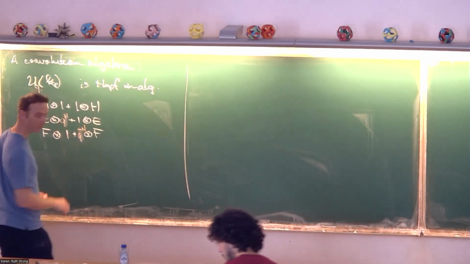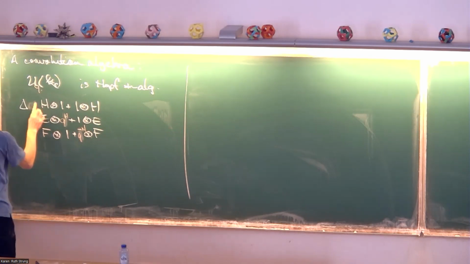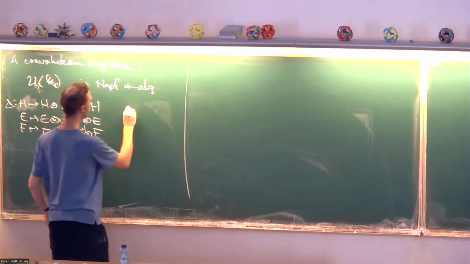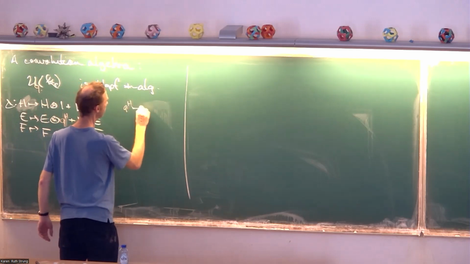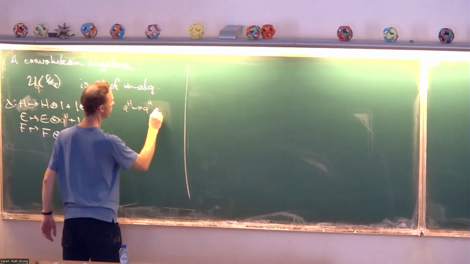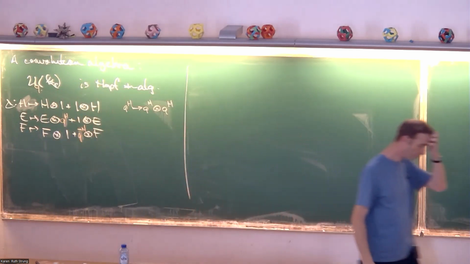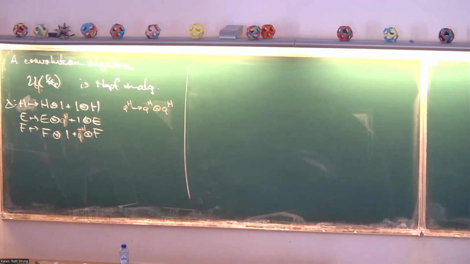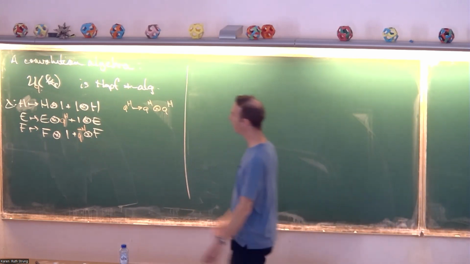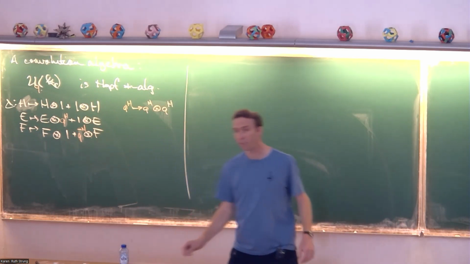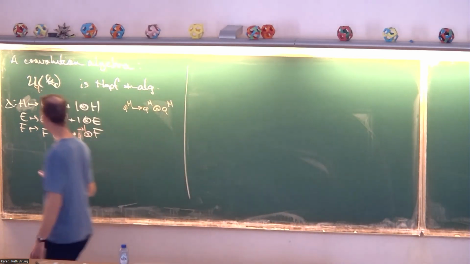Oh, what have I done? Sorry, getting distracted. It should be H maps to... and here there should be Q to the H mapped to Q to the H tensor Q to the H, which is just the exponential of that first rule there. Okay, and then you extend this as an algebra morphism, so by multiplicativity. And this defines a Hopf algebra, which also has a star structure.